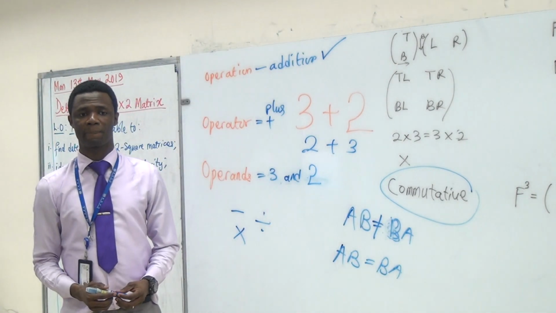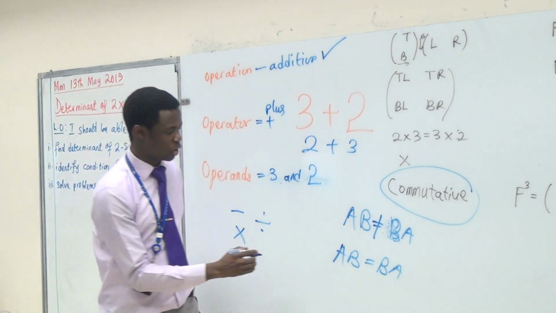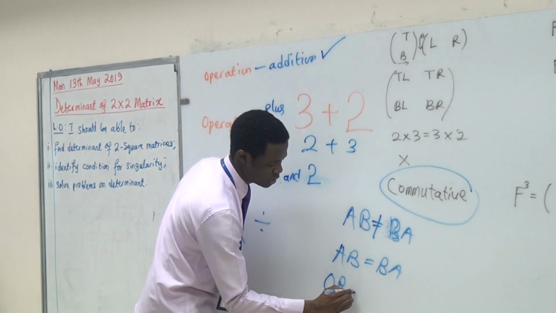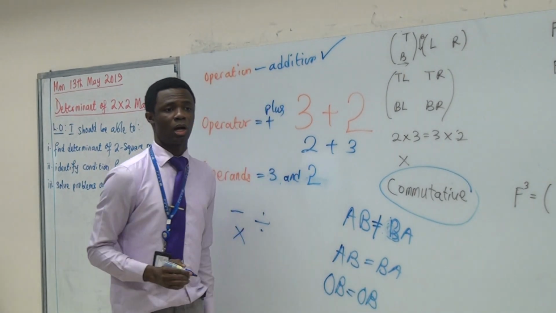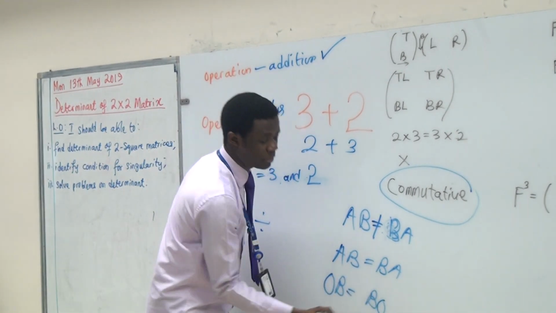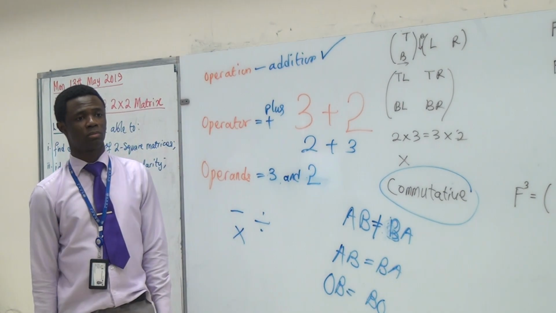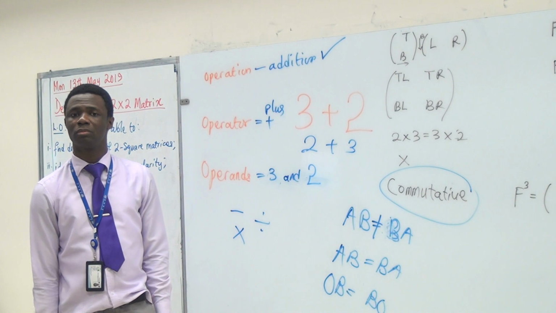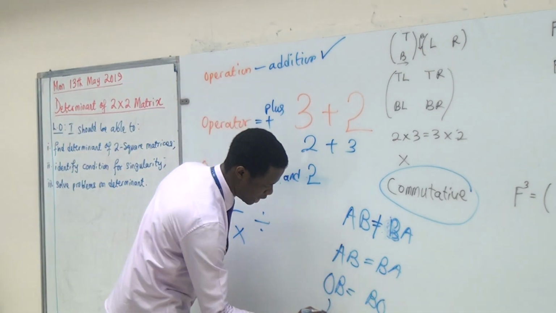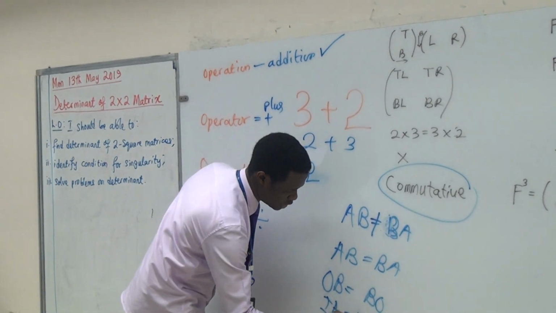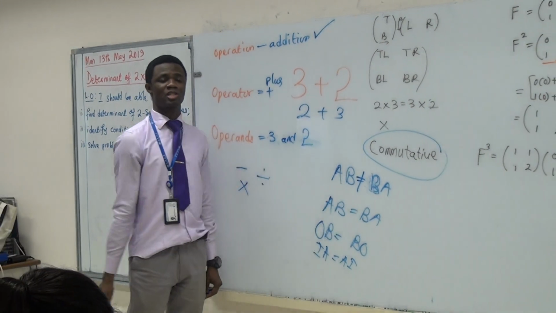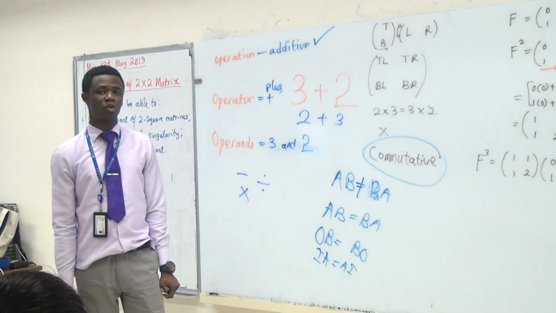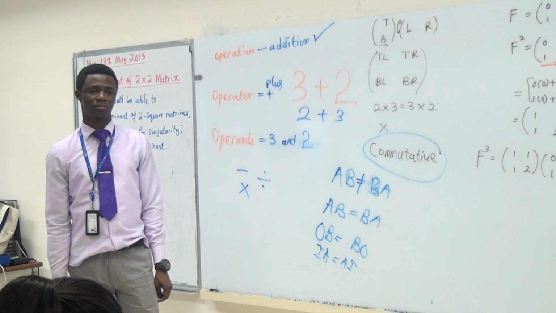A is 0, 0, 0, 0, and B is also a zero matrix. So if you have a zero matrix, any other matrix times the zero matrix will give you 0. What about another example? Identity. So you can have IA is equal to what? AI. These are special cases where the commutative property holds.